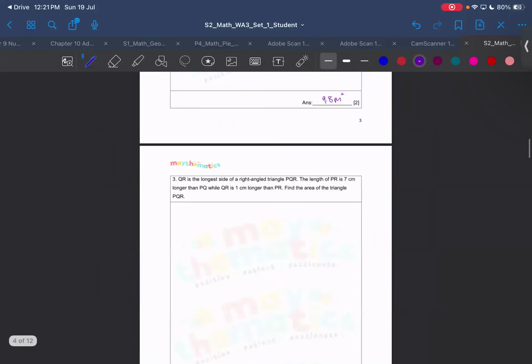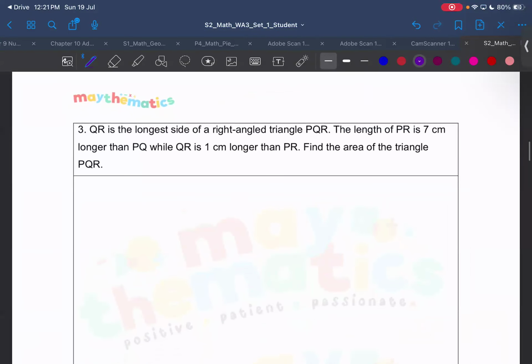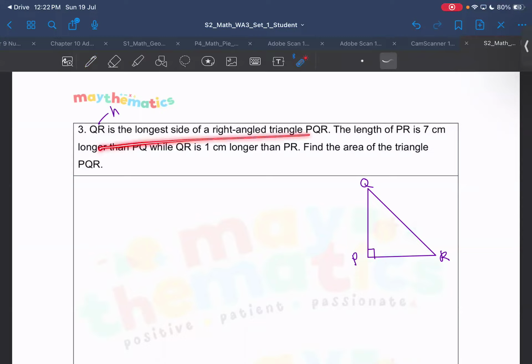Sean, okay? Okay, question 3. QR is the longest side. Hey, Matthew, longest side means QR is my what? Hypotenuse, okay? So you can draw your right angle triangle. Can? This information is enough for me to draw out my triangle. The length of PR is 7 cm longer than PQ. Then QR is 1 cm longer than PR. Find the area of the triangle.